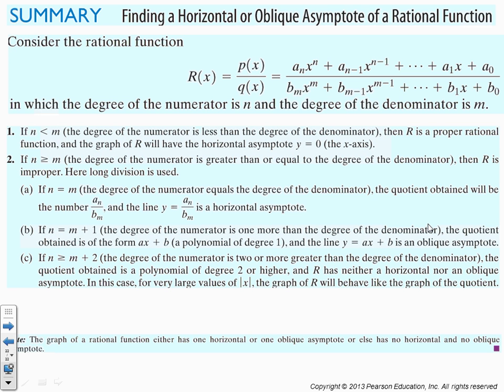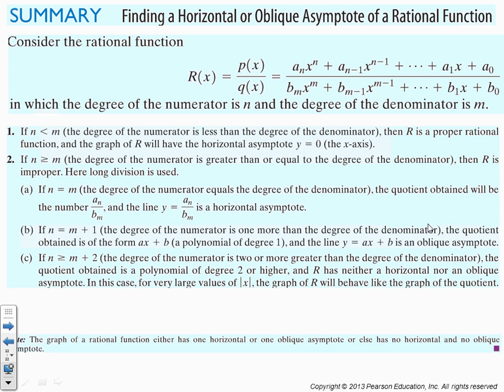All right, so to sum it up, you guys already wrote all this down, so we're just summing. If n is less than m, the degree of the numerator is less than the degree of the denominator, then it's proper and the horizontal asymptote is y equals 0. If n is greater than or equal to m, then it is improper, and we use long division. If we use long division and we have the same degree, the quotient will be y equals some number, and that's the horizontal asymptote.